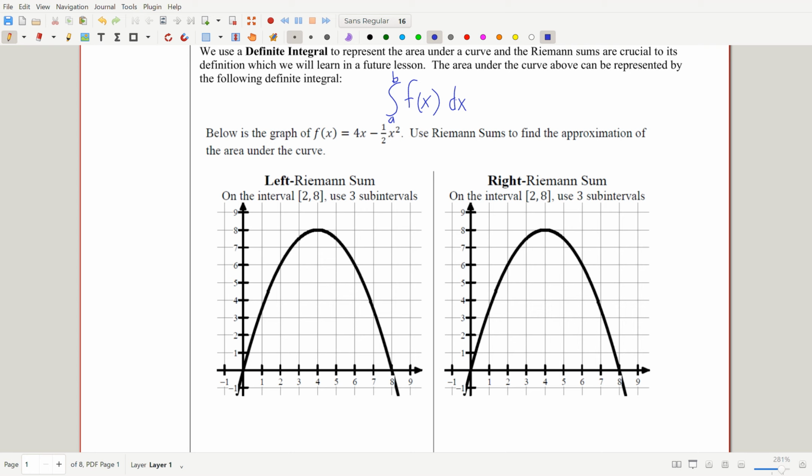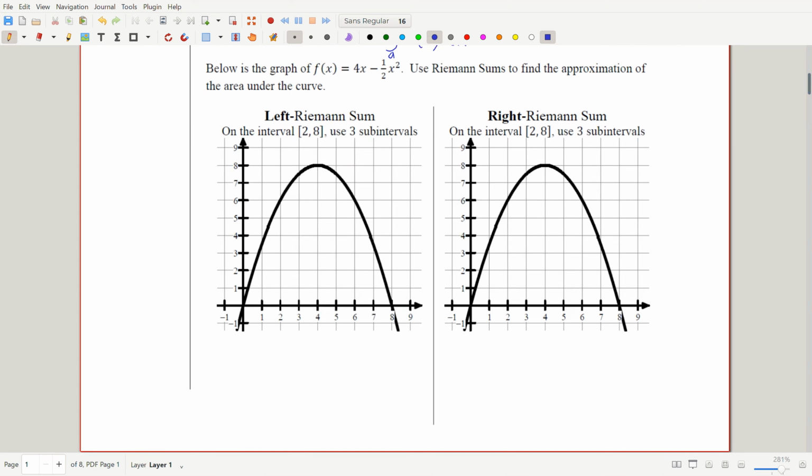All right, so left Riemann sum. This is the same thing we were doing up top. They want us to go from 2 to 8, and we're going to use 3 subintervals. If we need a value that we can't just read off the graph, we'll use this function, 4x minus 1/2 x squared. So we're going from 2 to 8 using 3 subintervals. So how wide are our rectangles going to be? 2.